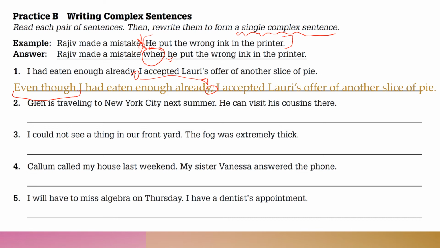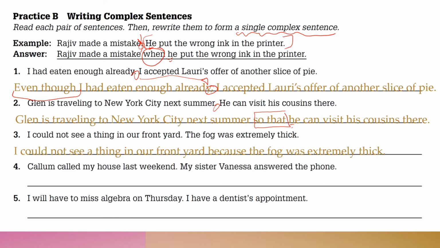All right, number 2. Glenn is traveling to New York City next summer. So I add so that, and I remove the period, and I turn the H into small case. He can visit his cousins there. Number 3. I could not see a thing in our front yard. So here we have the period. I remove it actually, and I add because the fog was extremely thick.